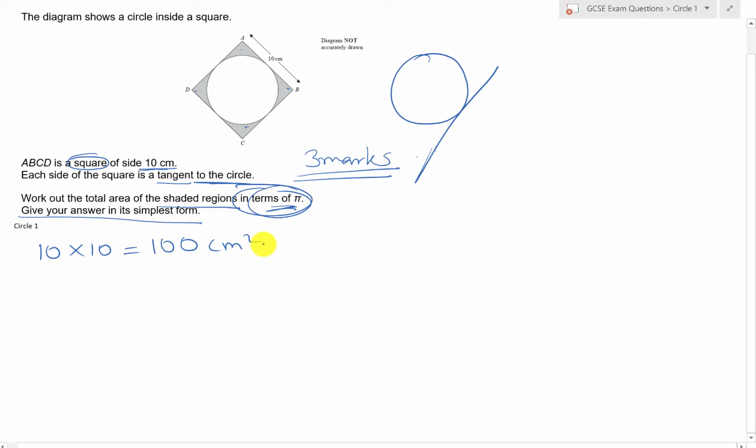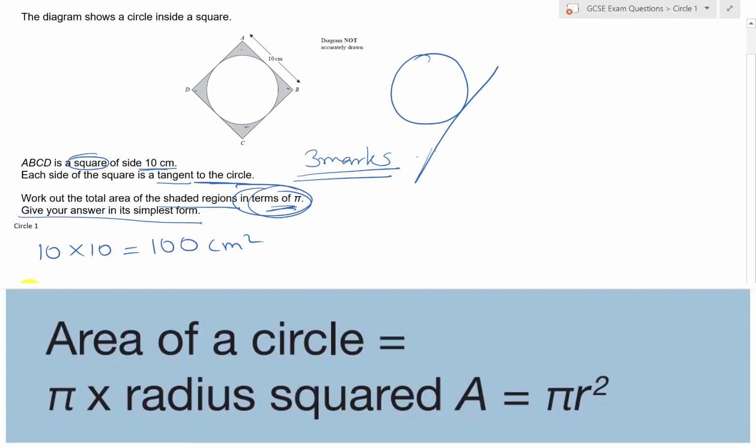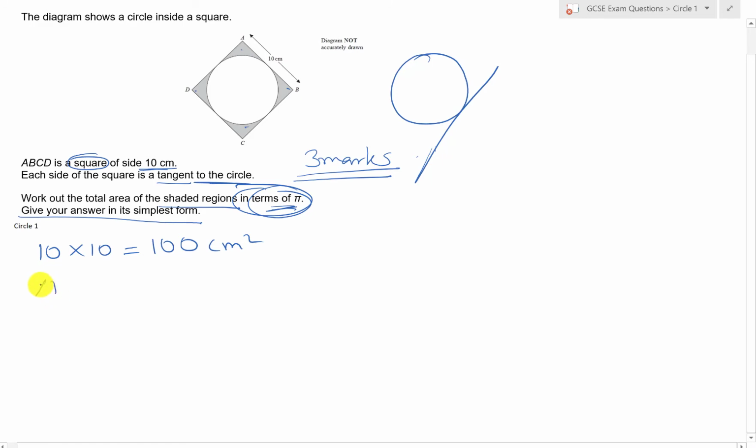Now let's work out the area of the circle. So formula for circle, again, formula is pi r squared. Now we don't need to work out what pi is, because let's leave it in terms of pi. So pi stays as it is, times it by radius squared.